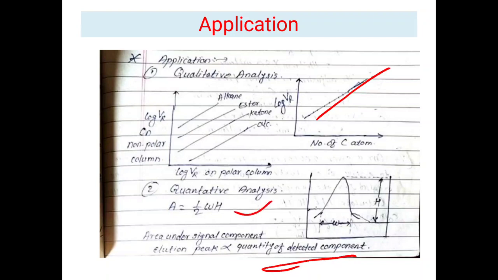So we can determine the area, and the area is directly proportional to the quantity of the sample that is detected by the detector. In this way, how much sample is present in the mixture is determined by quantitative analysis in GC. So this is gas chromatography.